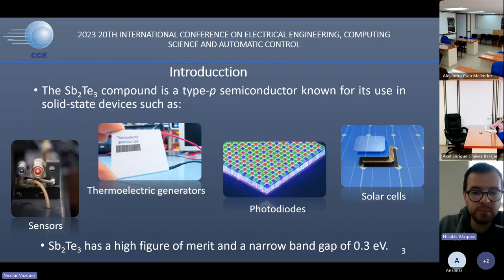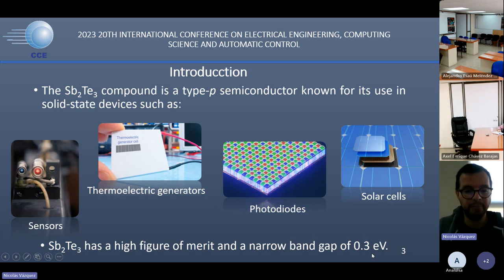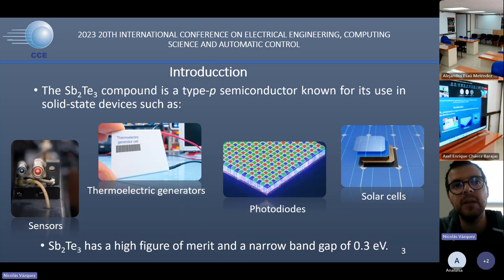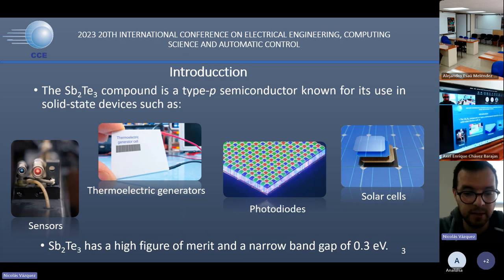Okay, this material is a well-known semiconductor for its use in solid state devices such as sensors, thermoelectric generators, photodiodes, and solar cells. These applications are related to the physical properties of this material, which has a high figure of merit and a narrow band gap of 0.3 electron volt, along with other physical properties such as a high carrier concentration, low resistivity, and high chemical stability.